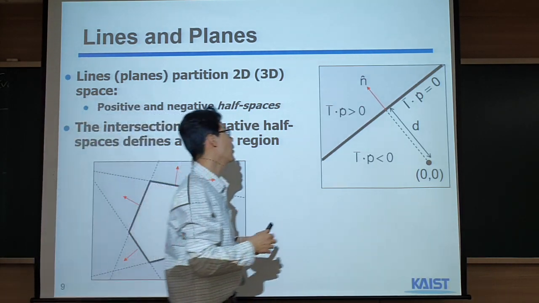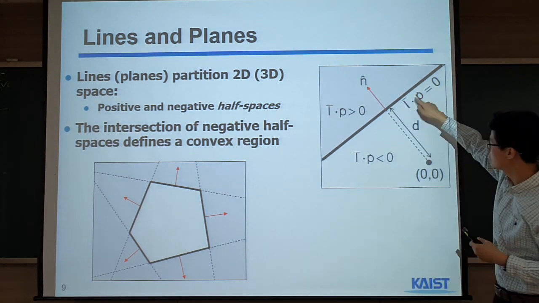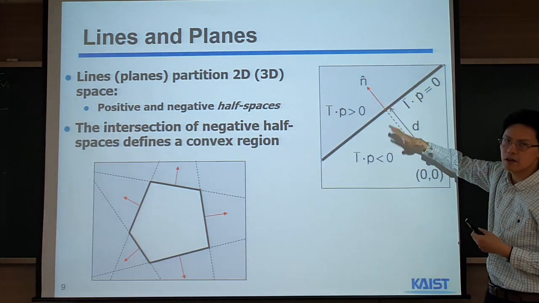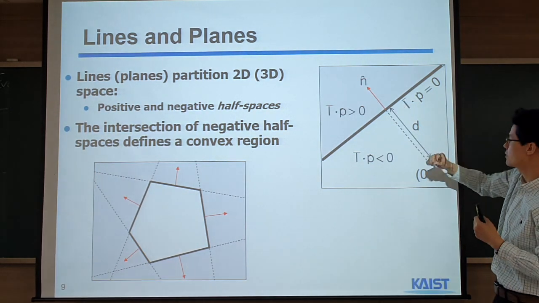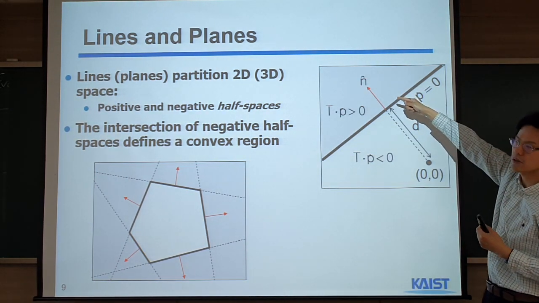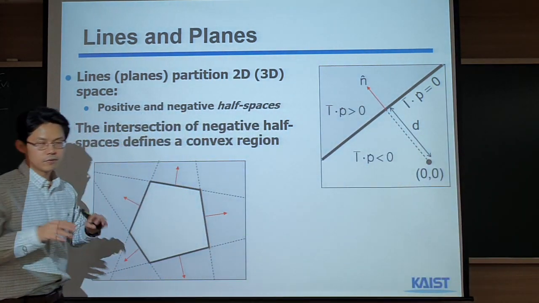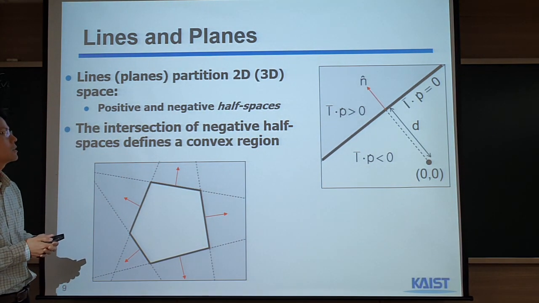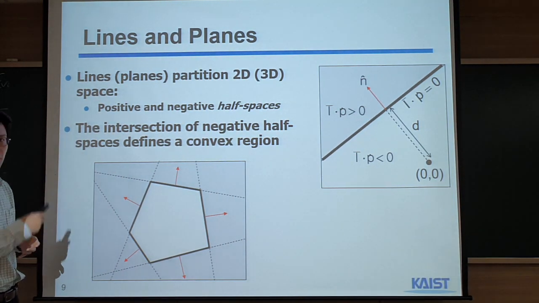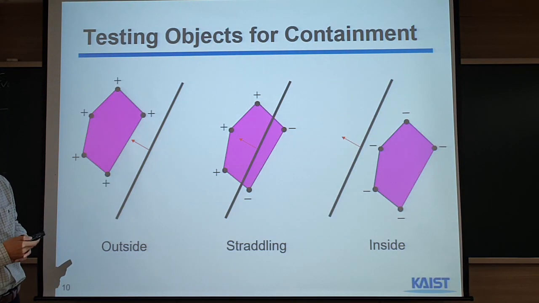If you plug the point into the line equation, it gives a positive or negative value, right? Basically that value gives the distance from the origin to the point. You can prove it, but for now just take it as a fact. If you're interested, you can even prove it.